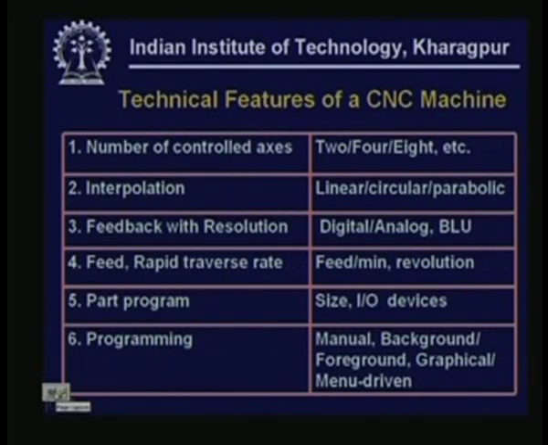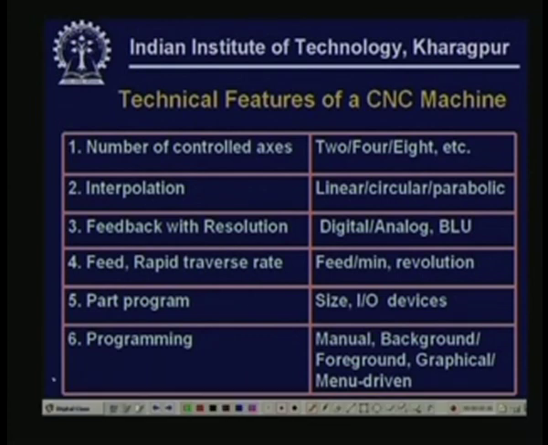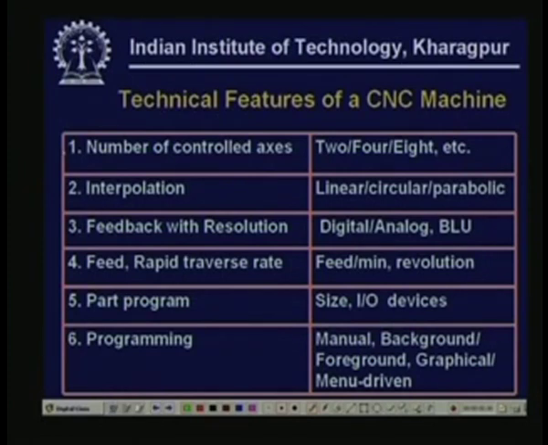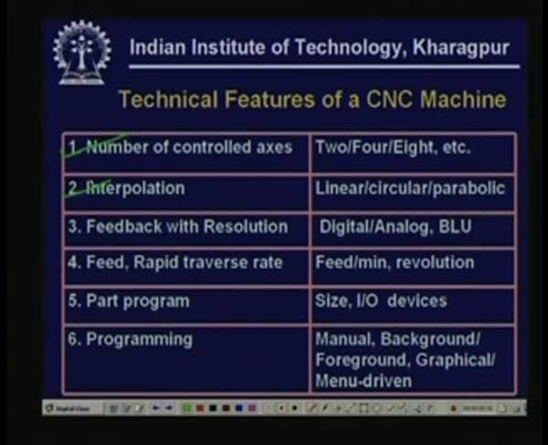CNC machines are typically characterized or classified by a number of features, some of which are mentioned here. You have the number of controlled axes, 2 or 4, and the same machine may have a number of controlled axes. What kind of interpolation you are doing, whether it's linear or circular or parabolic, etc. Then what kind of feedback you are using, whether digital feedback or analog feedback, and what is the basic length unit.